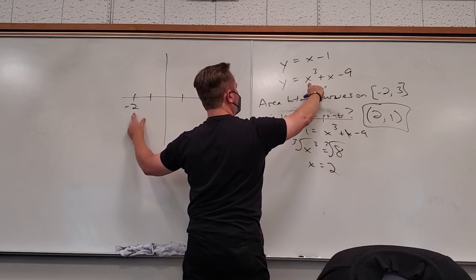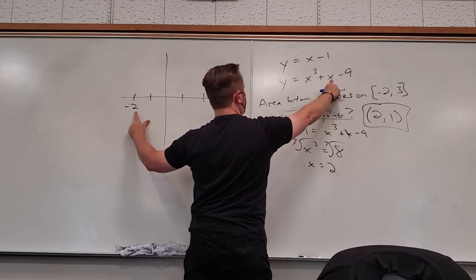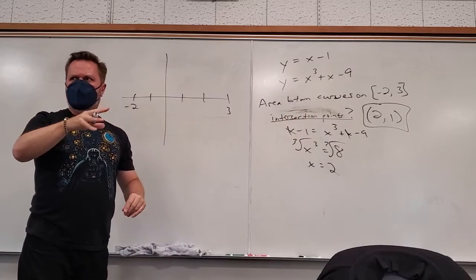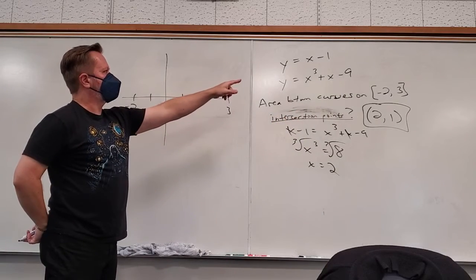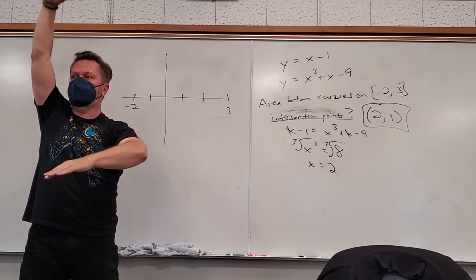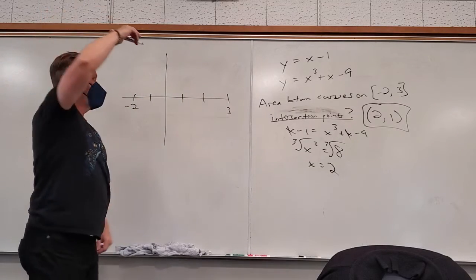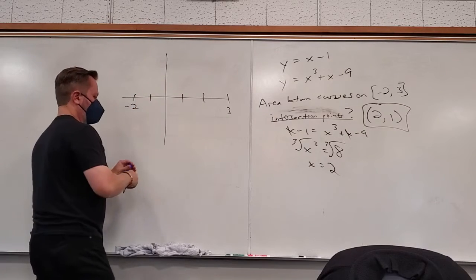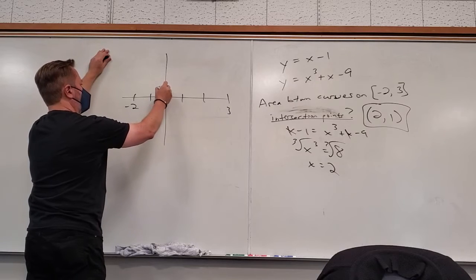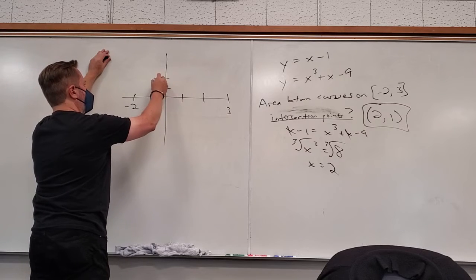-2 cubed is -8. Minus 2 is -10. Minus 9 is -19. And when I put a 3 in, I get 27 plus 3 is 30, minus 9 is 21. So I'm just trying to figure out what I want my y scale to be. So let's go up by, what do you want, Jeff? 4s.